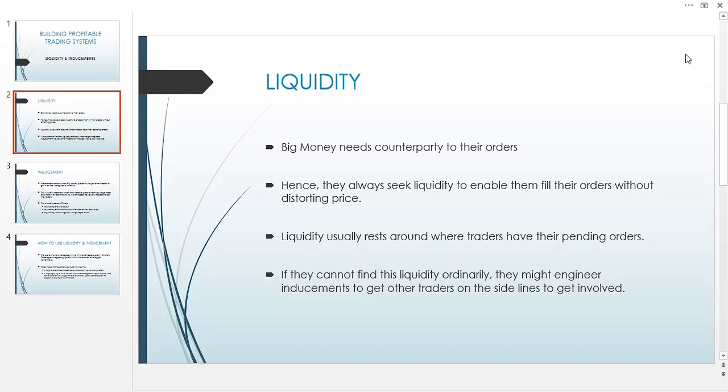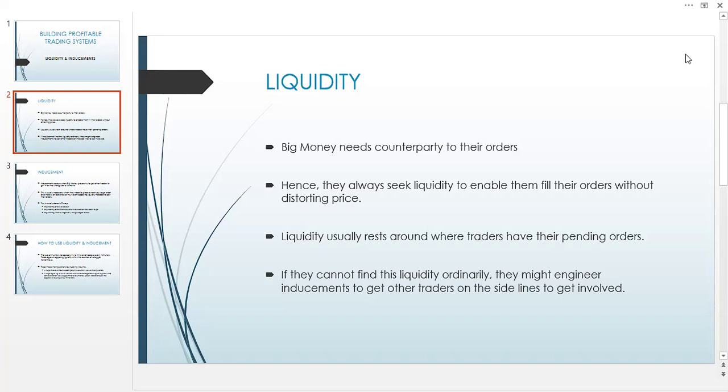All right. So remember, what we are trying to do is look for where money is resting, where we can find counterparties. So if we want to sell, we are looking for where we have buys, right? If we want to buy, we are looking for where we have sales, so that it doesn't distort the price whenever we introduce our own orders.